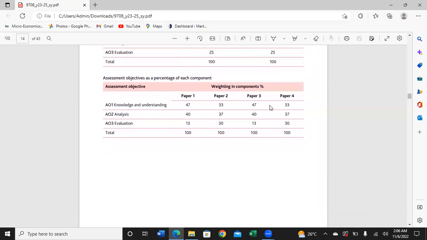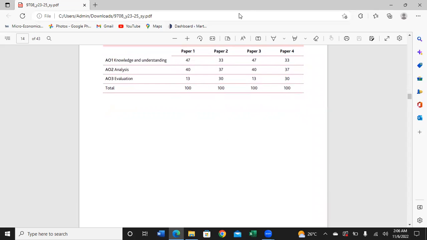Now these are the assessment objectives for paper 1, paper 2, paper 3, and paper 4. They are assessing you in your knowledge and understanding. In paper 1, 47% of the questions will be about knowledge and understanding, then 40% about analysis, and 13% about evaluation. And in paper 2 again 33, 37, and 30. Paper 3 has the same weightage as paper 1, and paper 4 has the same weightage for the assessment objectives as paper 2. So this is about our syllabus.